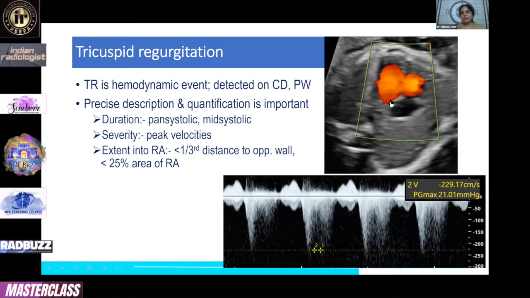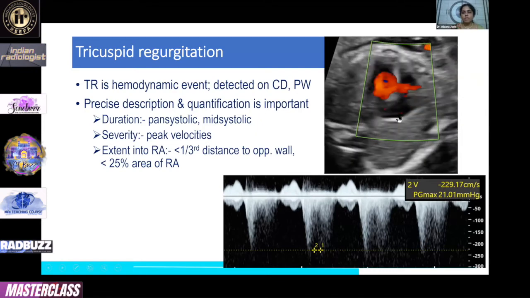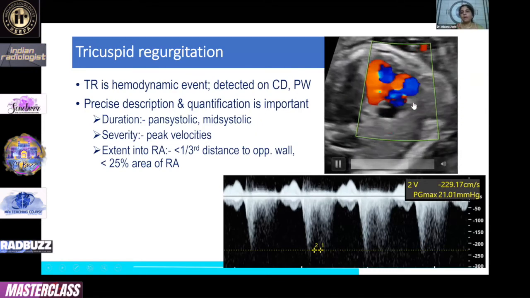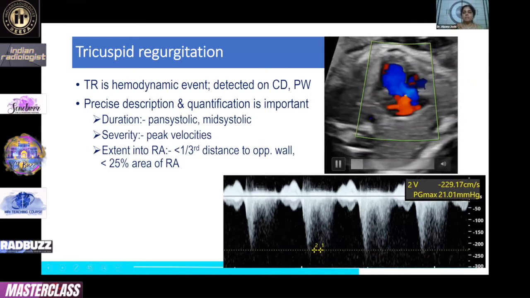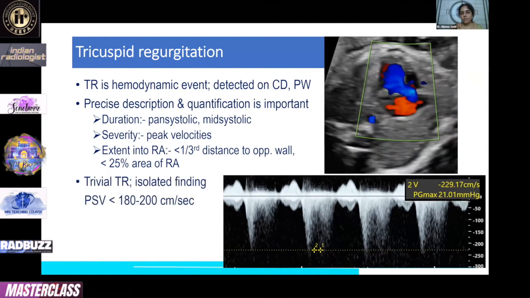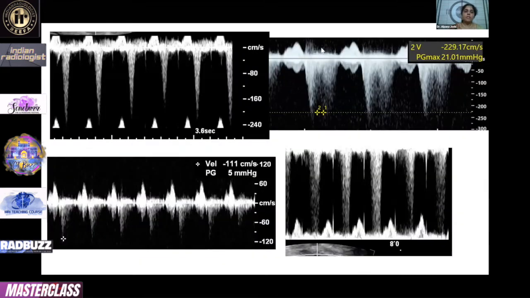So here it is a mild tricuspid regurgitation. It is not even reaching the opposite wall. It is not occupying even 25% area of the right atrium. So these are certain features that you tend to describe when you are reporting these cases. Trivial TR is an isolated finding. PSVs of less than 180, sometimes if the heart is structurally normal, tend to be normal later on when you see them in the 3rd trimester. So if you see here, this is also a TR, but this is only early systolic. This is a pan-systolic or holosystolic TR.